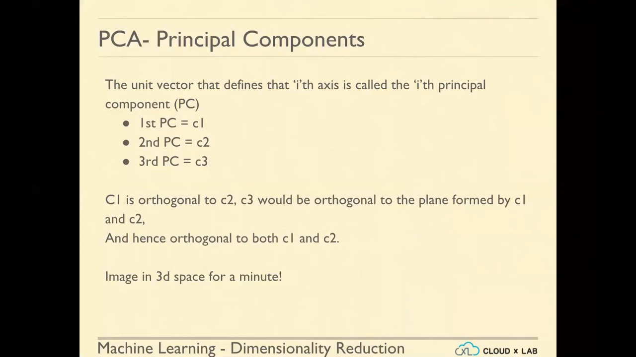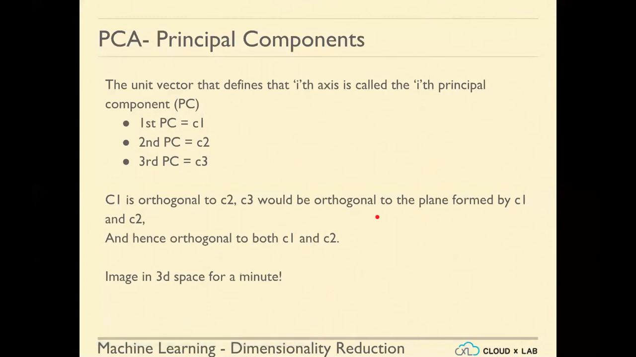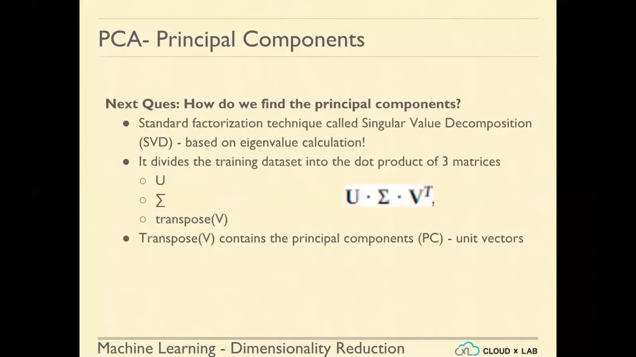Such that we can't really derive the second column from the first column. That's what the principal component is, and that's why we want to have them orthogonal. All right, now the question is, how do we find the principal components?